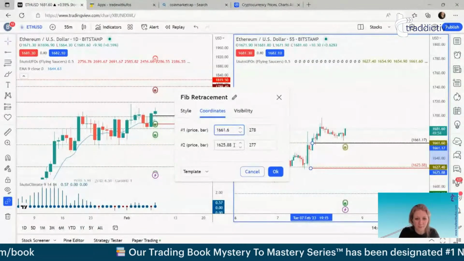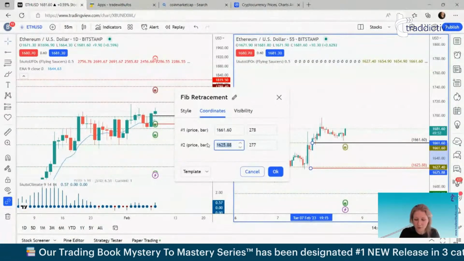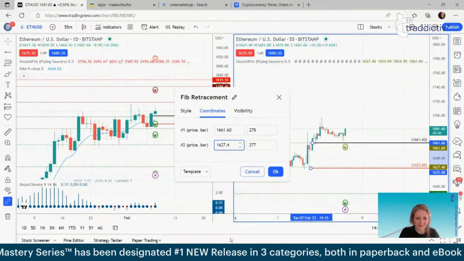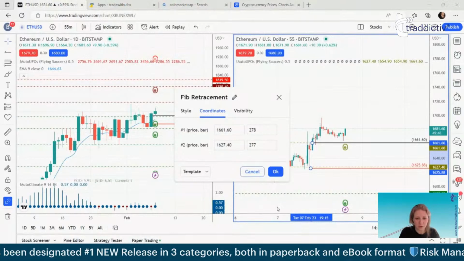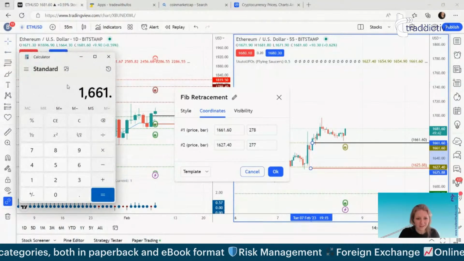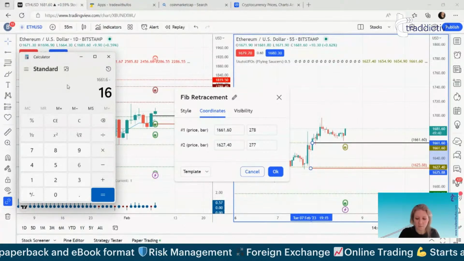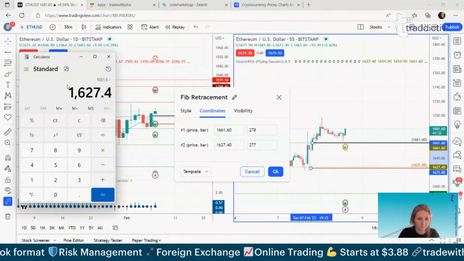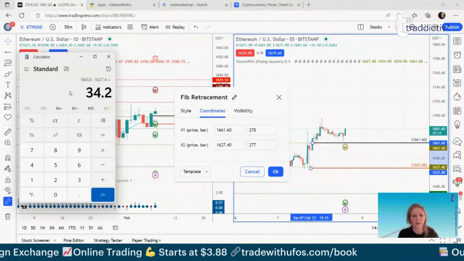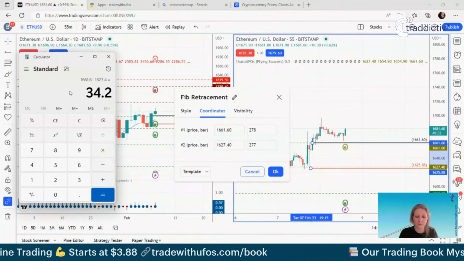1661.6 is going to be the entry. Now, in terms of stop loss, let's take 1627.4 as the original there. I'm just going to bring up a calculator. So 1661.6 minus 1627.4 is 34.2 pips, right? Or the smallest increment of price.